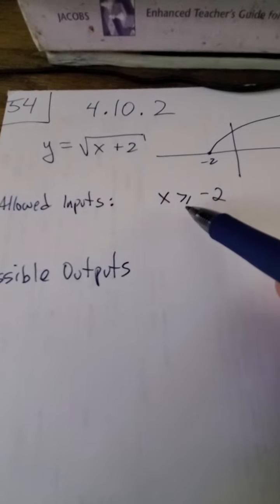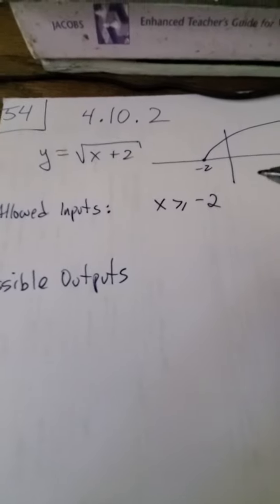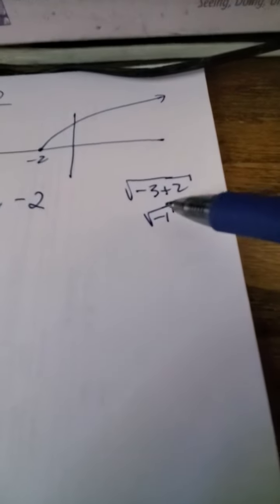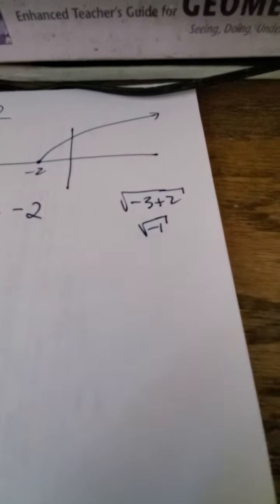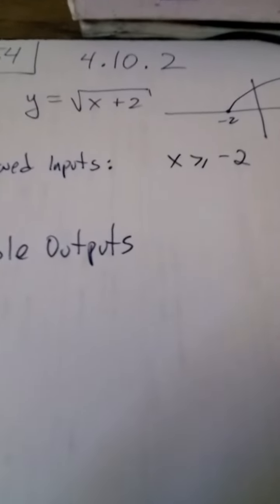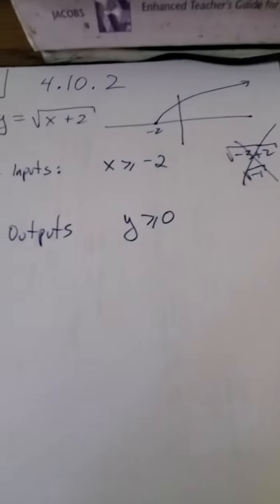I have no problem if it equals -2, because I could have the square root of 0. But if x is less than -2, for example, if x would be -3, so -3 plus 2 is -1, I can't have the square root of a negative number, so no good. This is the possible inputs. Now the possible outputs, we see that the y is always going to be positive, and it goes up and up and up forever. So it's just going to be y greater than or equal to 0.